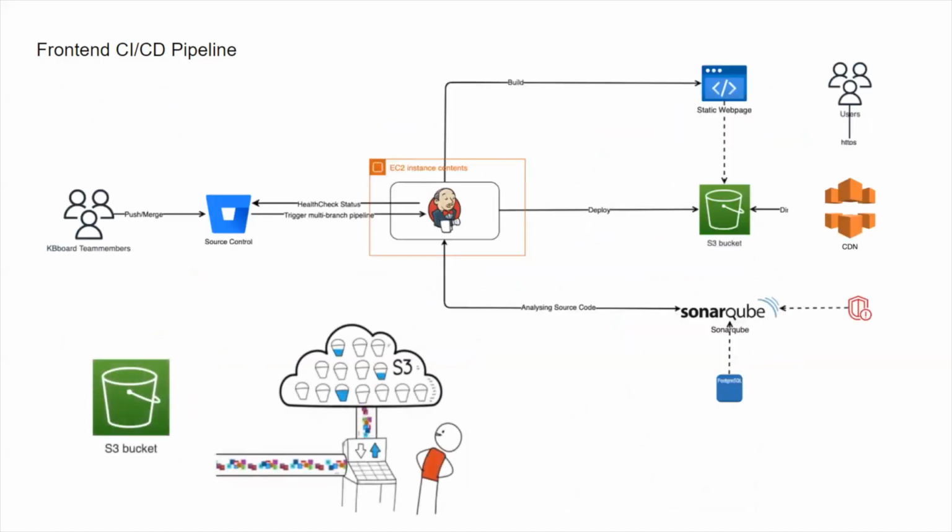The static content of the front end will be sent to the S3 bucket, which is very safe and cost-effective storage on AWS, and also enables auto-scaling. Users can get access via CDN, which can reduce latency significantly.